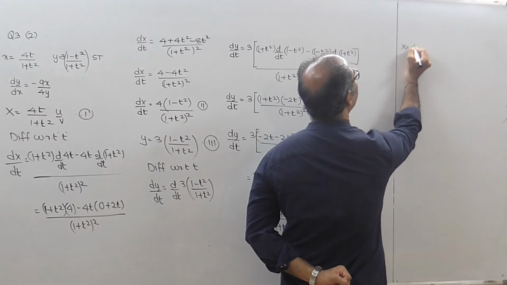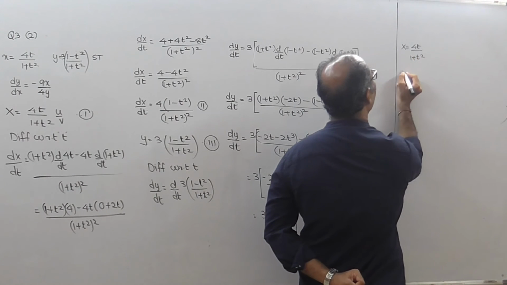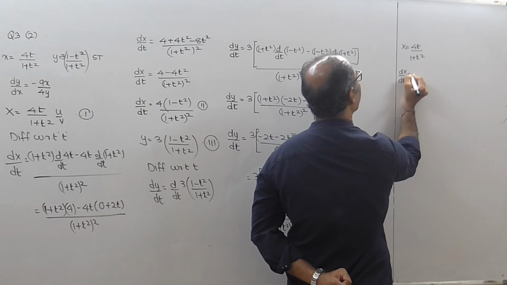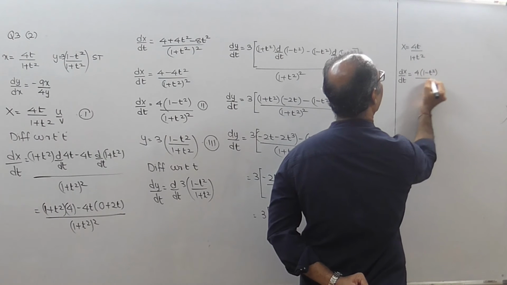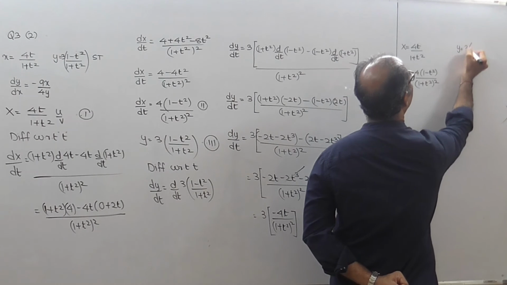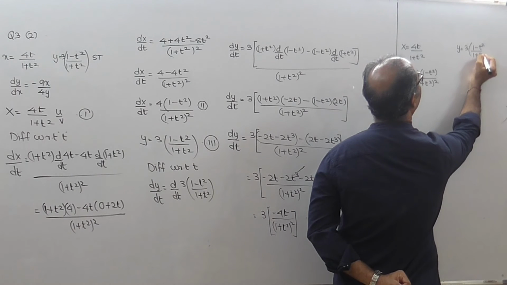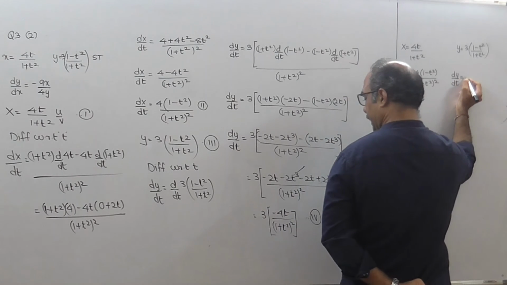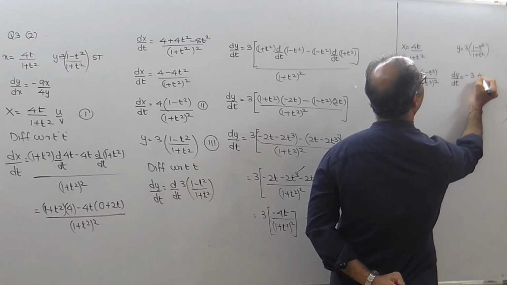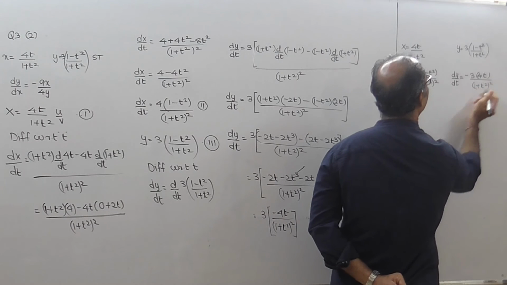What all we had: first was x equal to 4t upon 1 plus t square, and we got dx upon dt, which is 4 inside the bracket, 1 minus t square upon (1 plus t square) the whole square. Y is nothing but 3 inside the bracket, 1 minus t square upon 1 plus t square, and dy by dt is minus 3 times 4t upon (1 plus t square) the whole square.